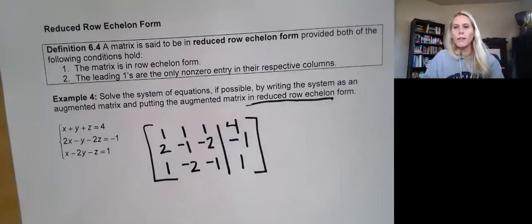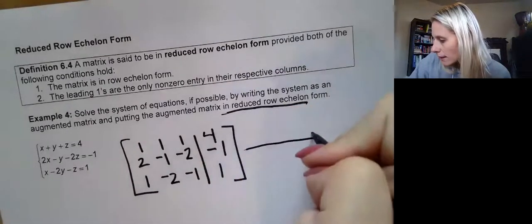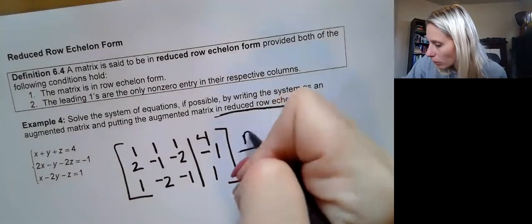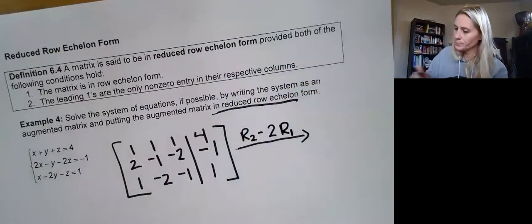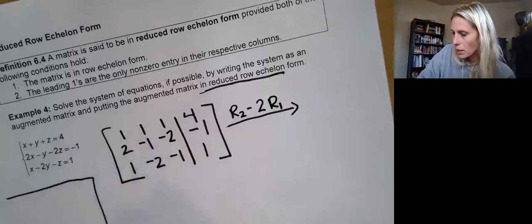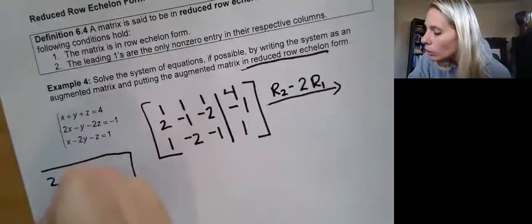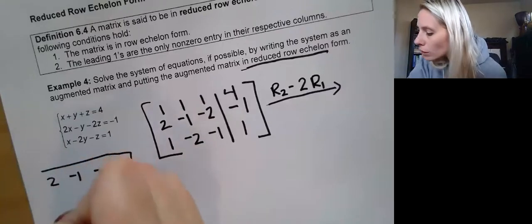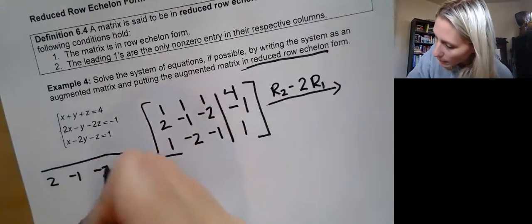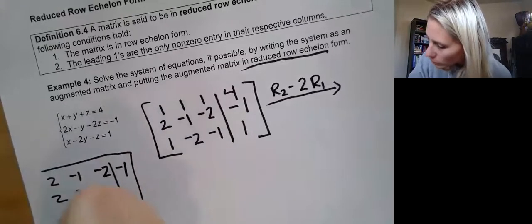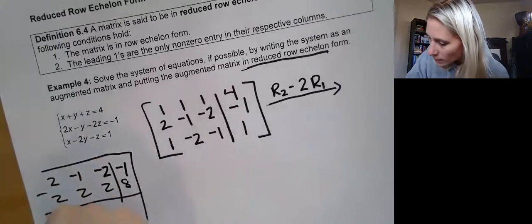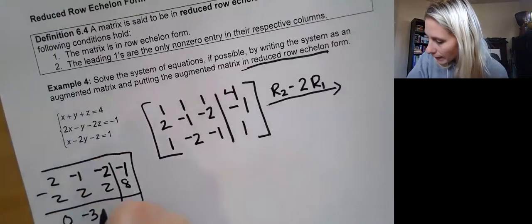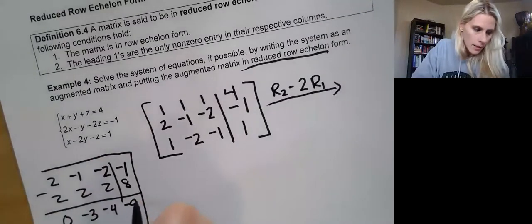Okay, do we like the first row? I like the first row. What are we going to do with the second? We have to get rid of that 2, so it's going to be row 2 minus 2 row 1. Okay, do our side work. I'm going to do it with you. So I have 2, negative 1, negative 2, negative 1. I'm going to multiply the first row by 2. So 2, 2, 2, 8. Subtract straight down. So 0, negative 3, negative 4, negative 9.